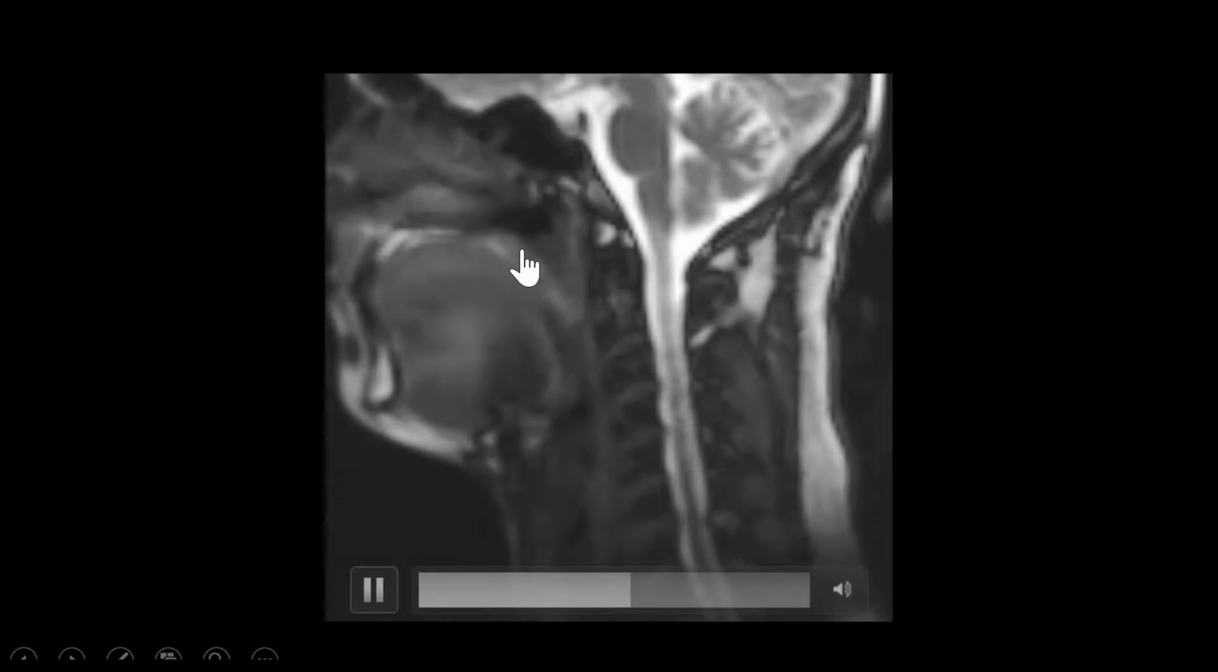So we can see this anatomy very interesting in a new way. Here's the hard palate. Here's the soft palate. There's the uvula. Here's the tongue. Here's the mandible. Here's the hyoid. We can see how this anatomy moves on vocalization.